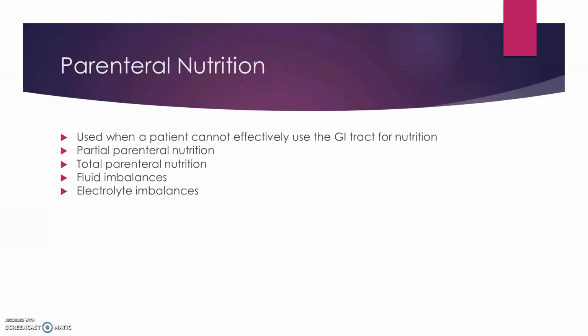We can also do this in an IV form called parenteral nutrition. This is TPN, for total parenteral nutrition. We can give it just supplemental or partial if they don't need all the calories, but basically what we're doing is we're giving them all the fluid and all the electrolytes that they need.